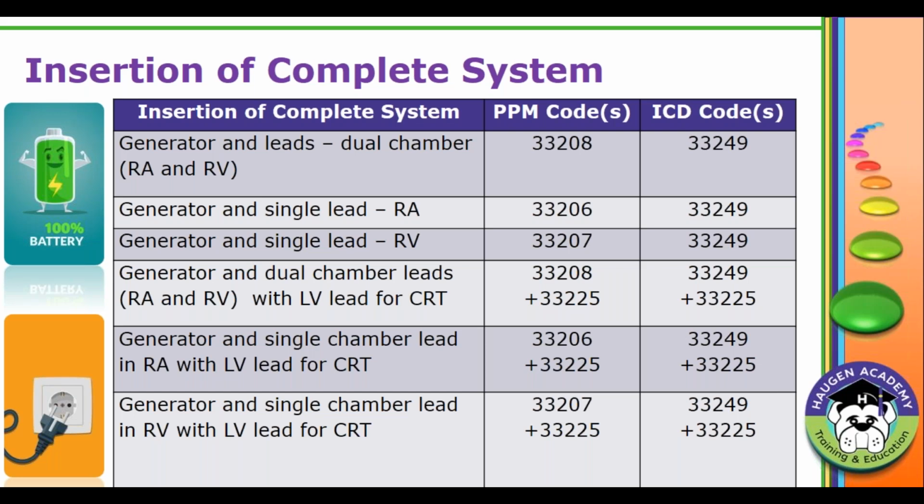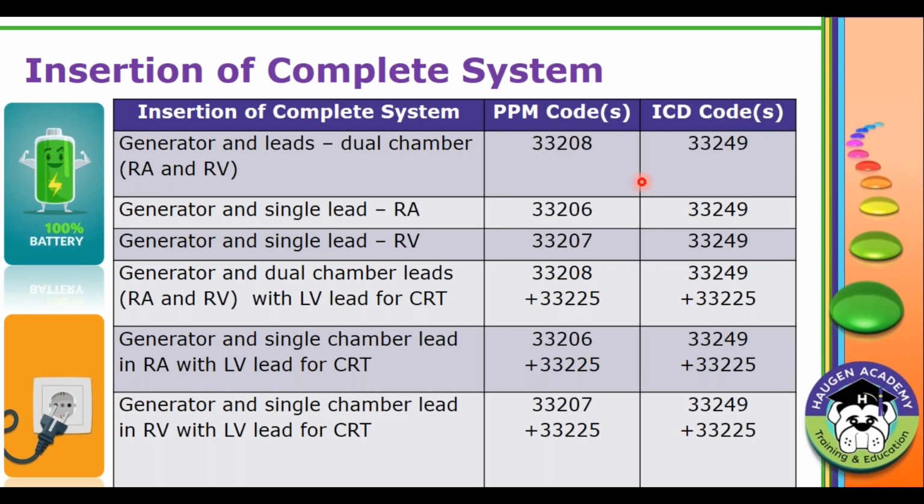The way that this table reads is the type of device is on the left, and then we've got columns with codes for the pacemaker and the ICD. You'll notice a couple of add-on codes here, and it's pretty simple when we're looking at placement of a conventional device. You see we've got insertion of a dual chamber pacemaker with leads in the right atrium and right ventricle is 33208. And then for a single lead, 33206, and single lead in the right ventricle is 33207.